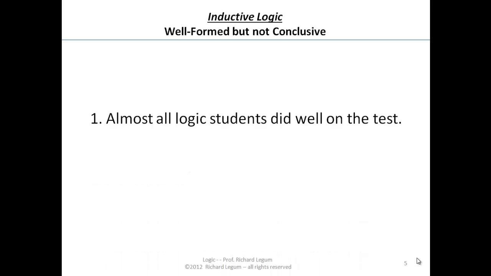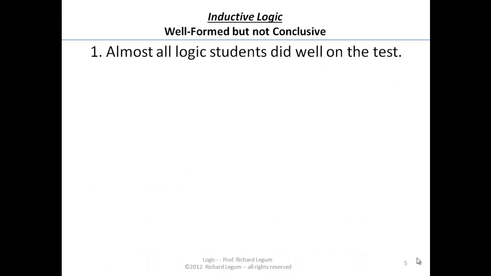So far, we've been dealing with deductive arguments and deductive inferences. And you might say deductive arguments give you conclusive reasoning. They guarantee that if you start with truth, you end up with truth. But let's consider another argument.